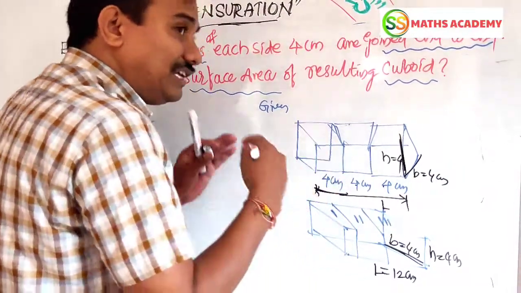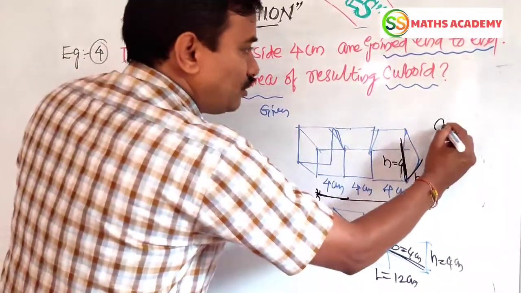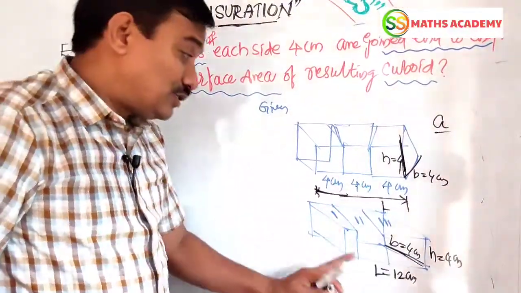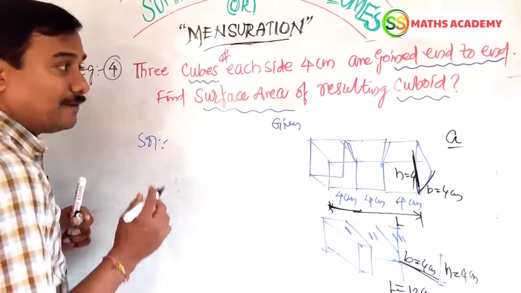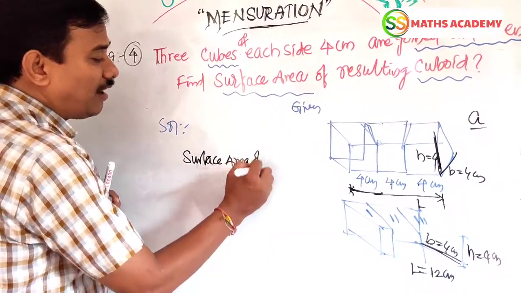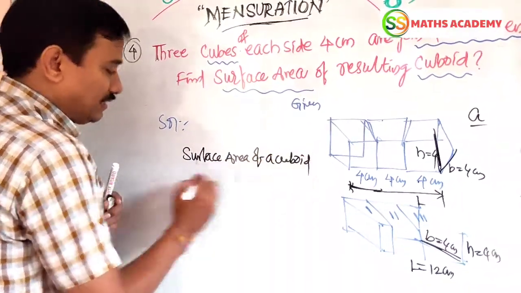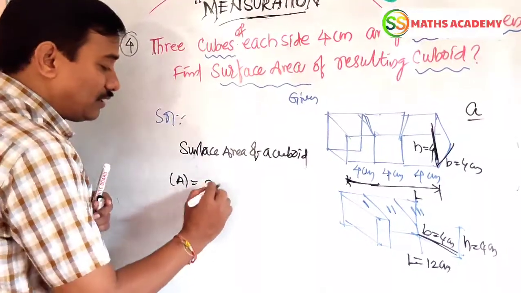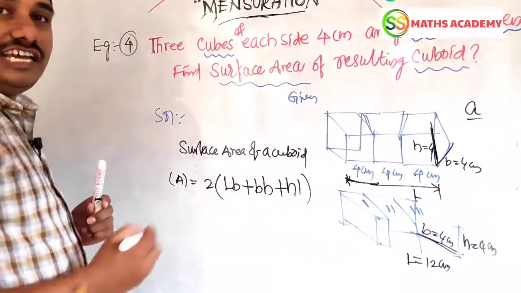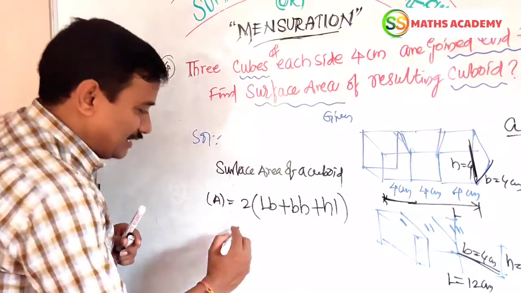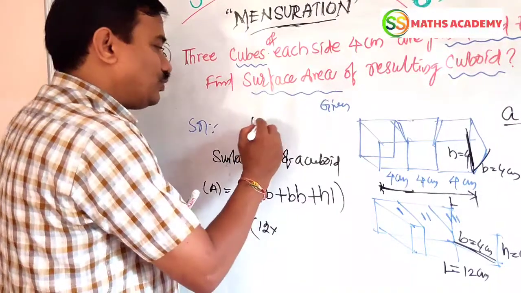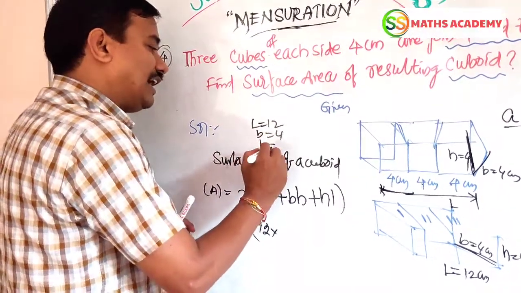Actually, we know very well in a cube length, breadth, height are all denoted by A only. Here length is 4 centimeter, breadth is 4 centimeter, height is also 4 centimeter. So then he is asking the surface area. What is the surface area of a cuboid? You know very well that it is nothing but 2 of LB plus BH plus HL. LB plus BH plus HL. So here L value is 12. Yes, L is 12, B is 4, height is 4.